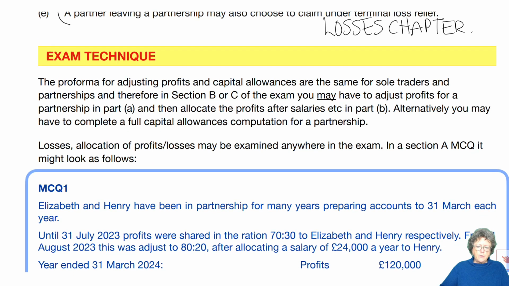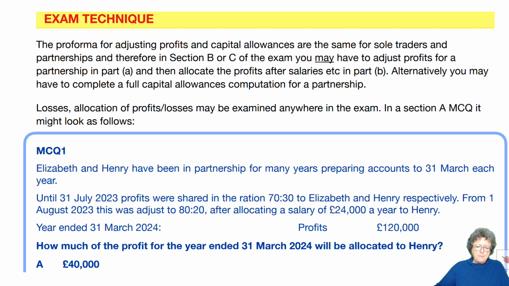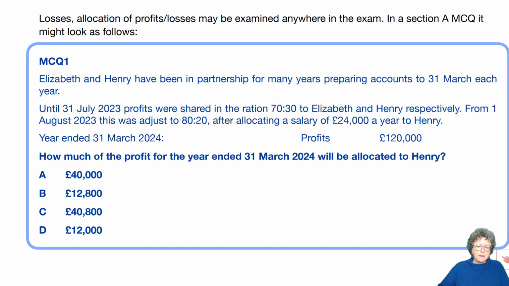So, exam technique, pro forma for adjusted profits and capital allowances, exactly the same as sole traders. So your section B, section C question, where you have to adjust profits and or do capital allowances, it would be exactly the same. And then don't forget, that's the bucket, so to speak, you may have to allocate the salaries accordingly, or you may have to do a complete capital allowances computation. It may be examined elsewhere. There's a multiple choice kind of question here.